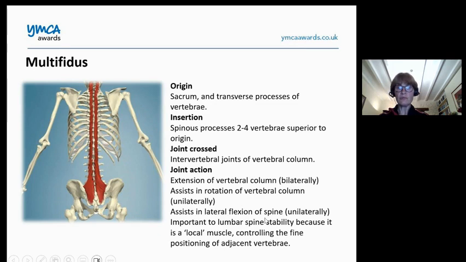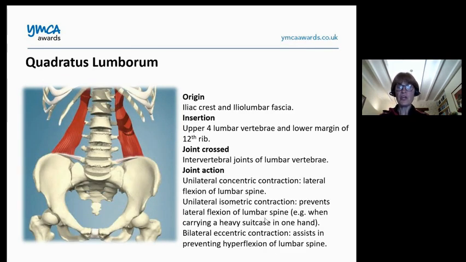Sorry, let's go back. You can also have bilateral eccentric contraction. So it's lengthening, and that's going to control hyperflexion of the lumbar spine. So it can work in a number of different ways: concentrically, isometrically, and eccentrically. That gives you an idea of the different functions that it might have. So it's important to remember it as a deep core muscle that's a stabilizer.